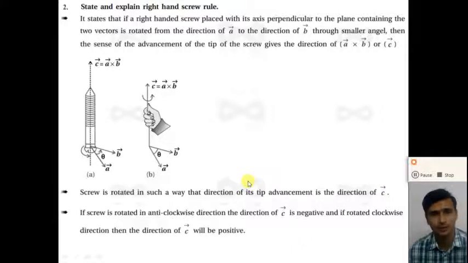So understand what the right hand screw rule is for finding the direction of the vector product, finding the direction of A cross B. And from this we can say that the direction of A cross B and the direction of B cross A are not the same. So we cannot write A cross B is equal to B cross A. That is the first property of the vector product. So dear student, let us see some properties of the vector product.